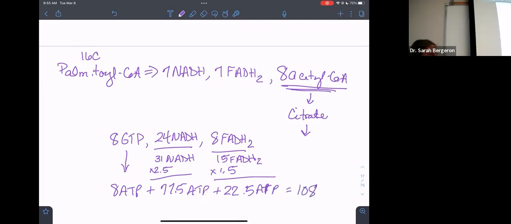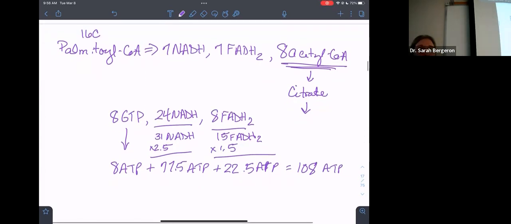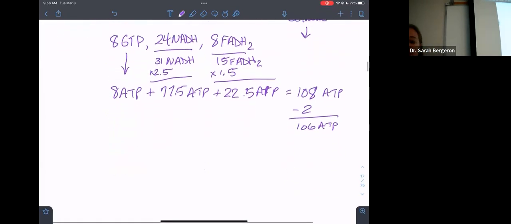But this is not net. This is total. What do we use ATP for? Priming. So we need to subtract out our 2 ATP from priming when we went from our fat to our fatty acyl-CoA. So we really get 106 ATP. That's still pretty good, and that's from a 16 carbon fat.